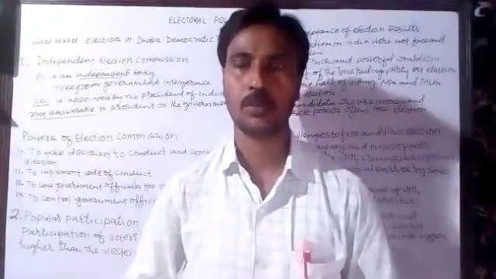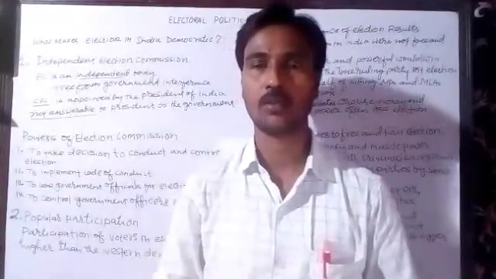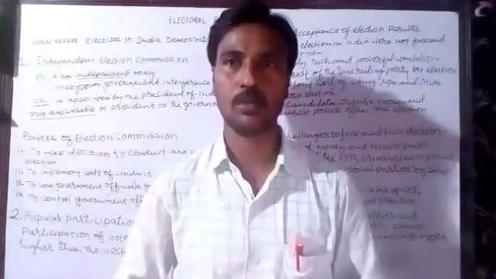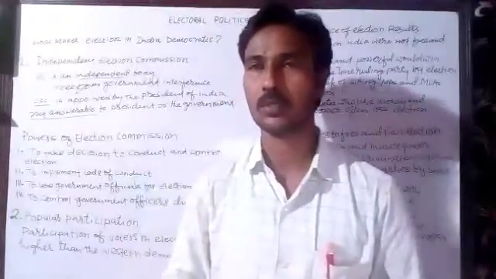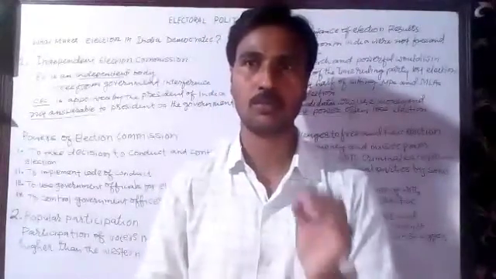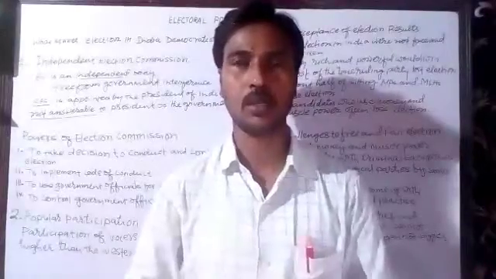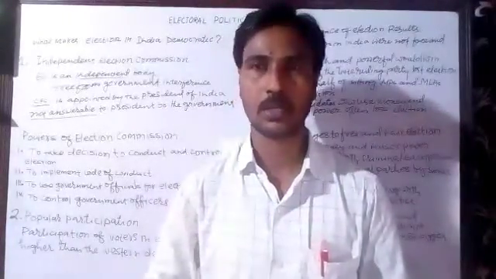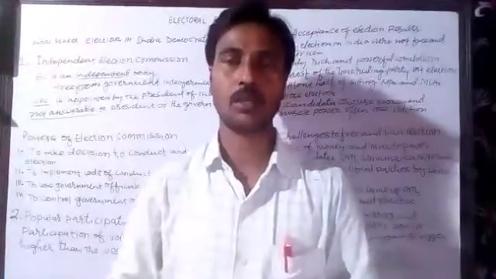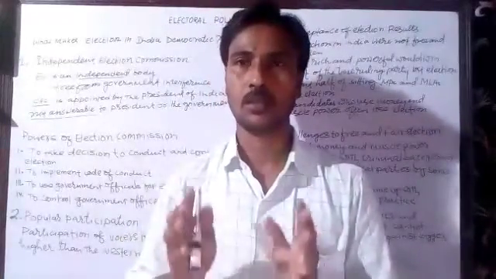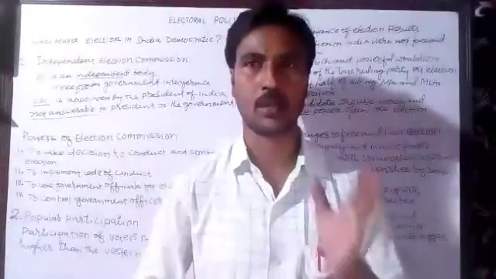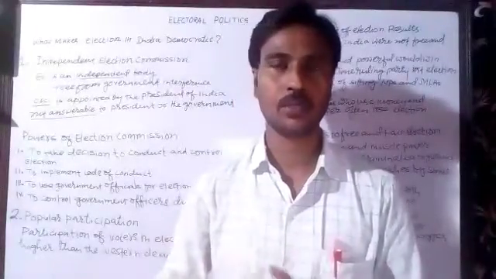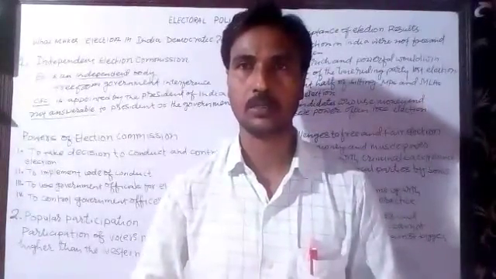We have been studying civics chapter number 3, democratic politics. In the previous class I told you about the features of a democratic election, what makes an election democratic. I told you that a democratic election is based on one person, one vote and one value. Second, it is based on universal adult franchise, and a democratic election is free and fair. So these were the features of democratic elections.